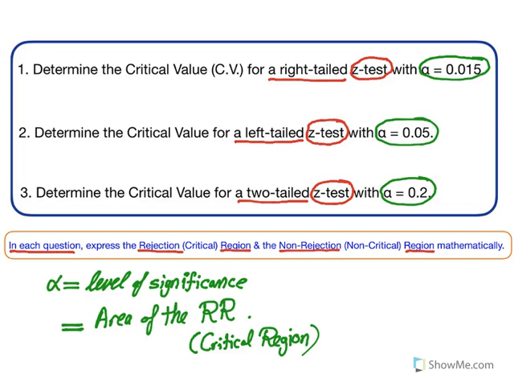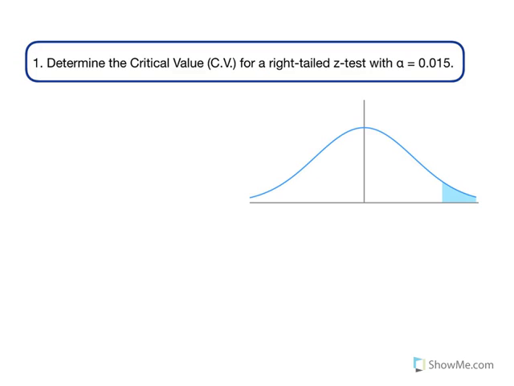Okay, so now I want to show you how to solve these questions, and also talk about the critical region or rejection region and why it's called the rejection region. So let's go to the first question now. Here you need to determine the critical value, which we also call CV for short, for a right-tailed Z test, and alpha is given here. We have a right-tailed test, so immediately the picture looks like what you see. And the critical value is always this number here. This is the critical value that we're looking for.